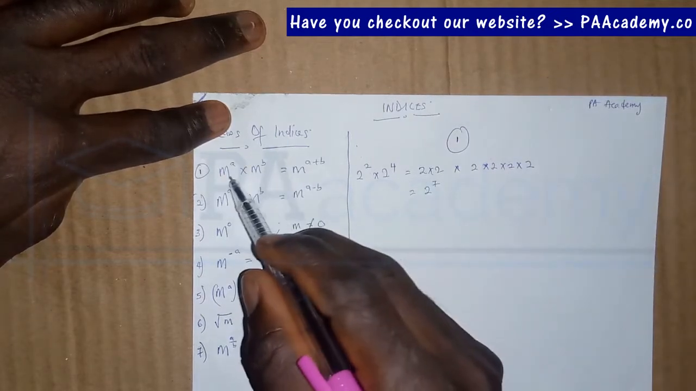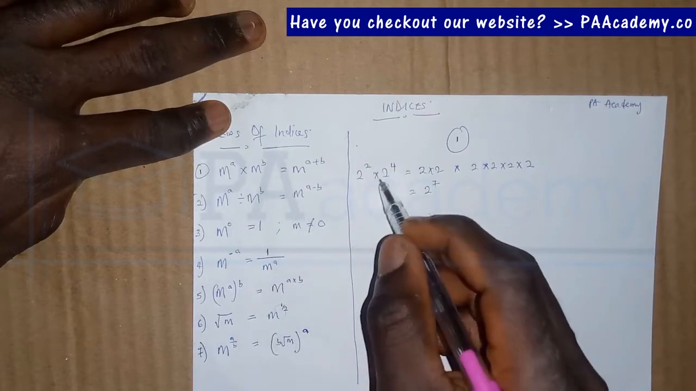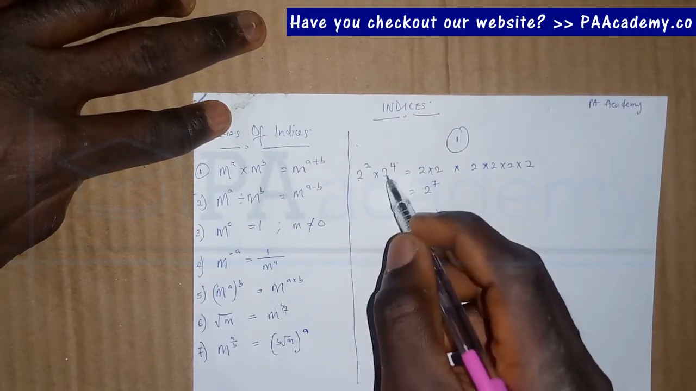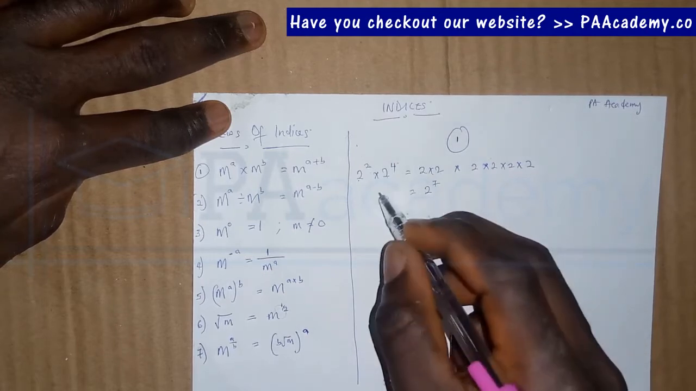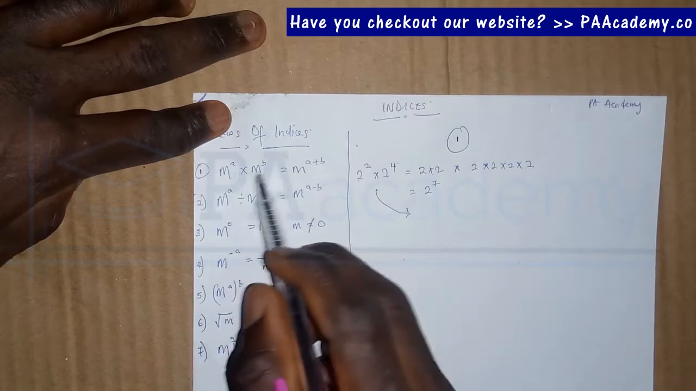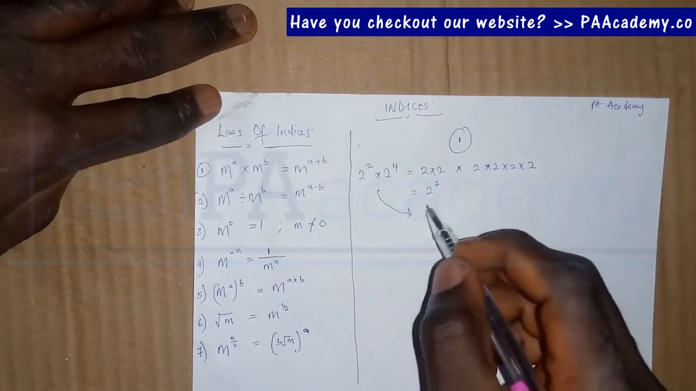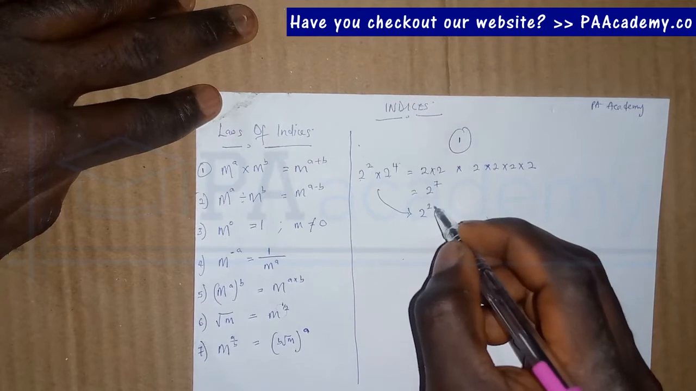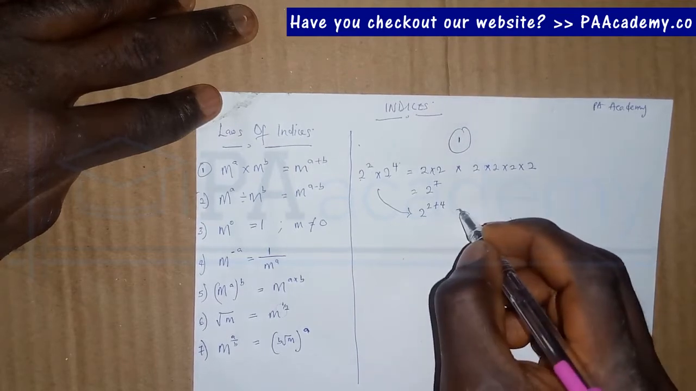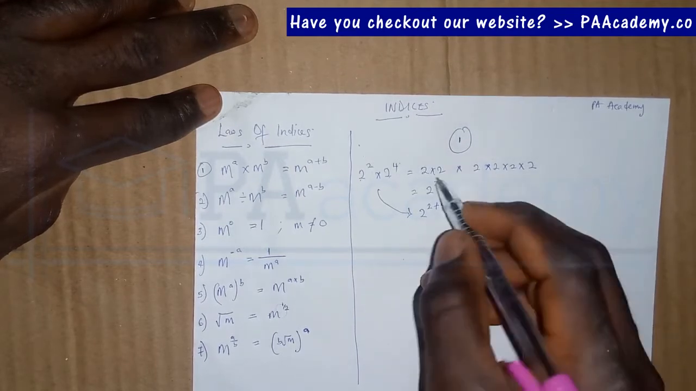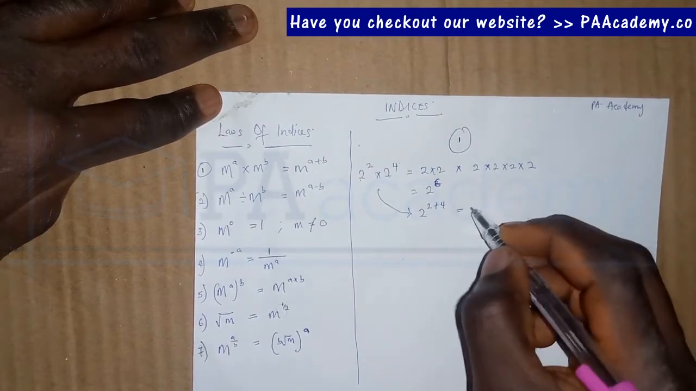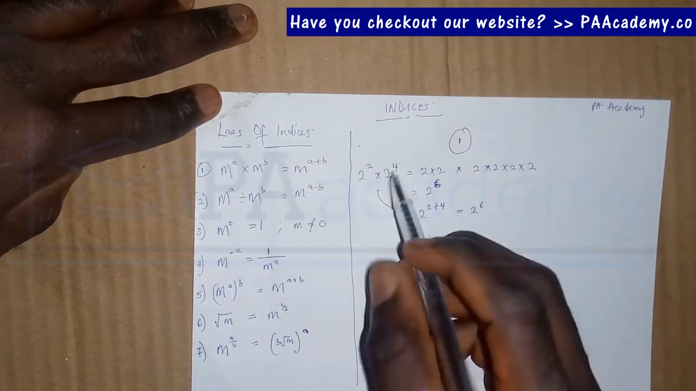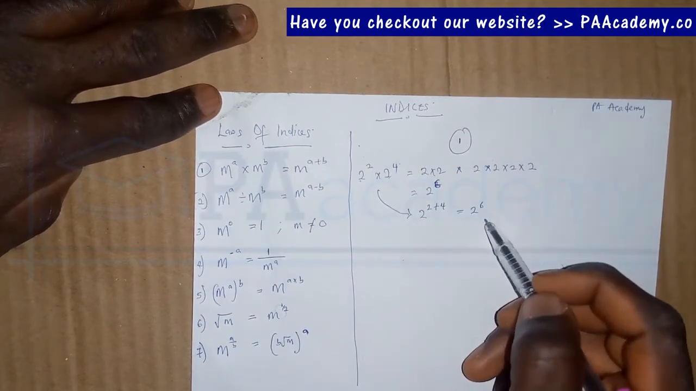Now, if you are to apply this, where we're having 2 raised to power 2 times 2 raised to power 4, remember this is 2 here, this is 2 here. So if you follow the law of indices, you can write it as 2 raised to power 2 plus 4, that will give us 2 raised to power 6. So this is what we get when we apply the laws of indices.